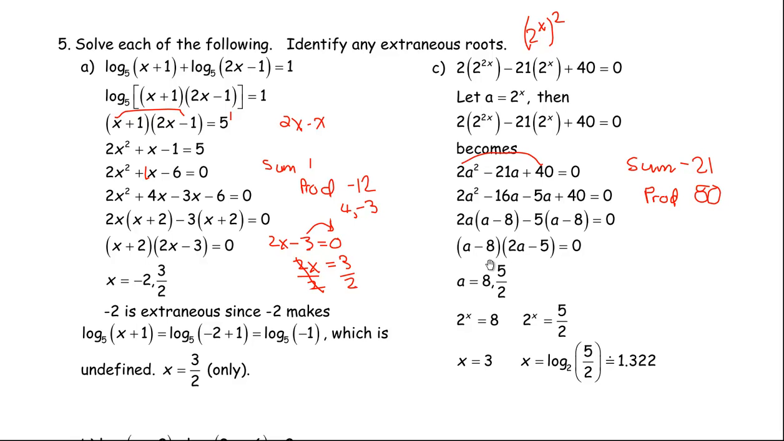And so I set each of these to 0. If I set this to 0, I get 8. If I set this to 0, I get 5 over 2. It's actually just the opposite of this over this. Very similar to what I showed here when I set this one to 0.